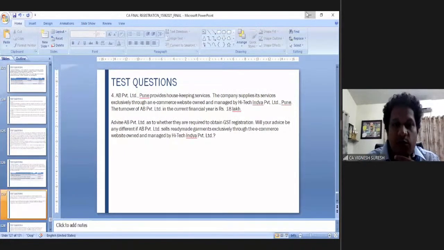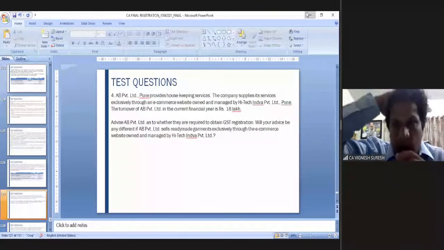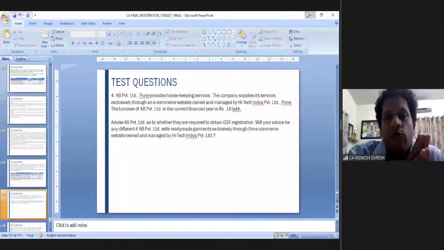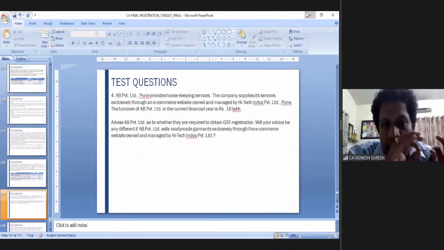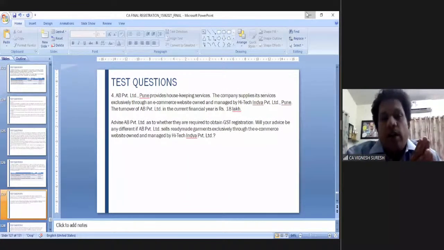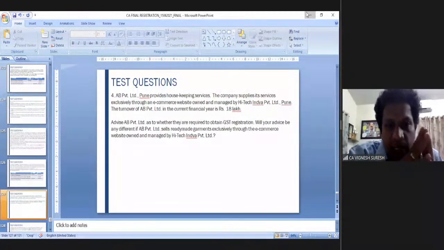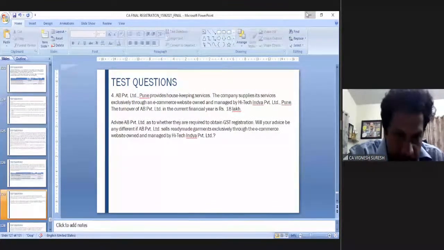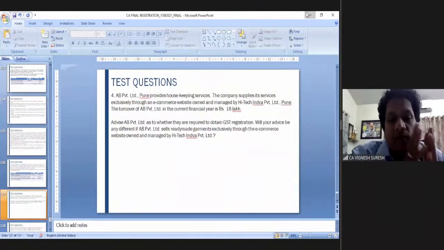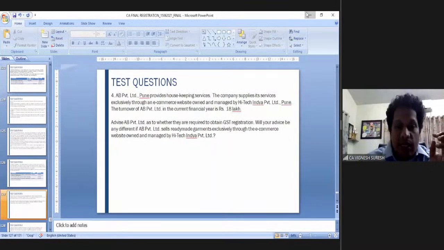So therefore, in this particular situation, if you remember, in section 24 we saw certain categories of persons who are required to compulsorily get the registration. So please refer to section 24 when you're answering this question. In that, it is clearly given: persons who supply through the e-commerce operator who is required to collect the tax at source, other than what is given in section 9 subsection 5. In that particular situation, they have to compulsorily get the GST registration.